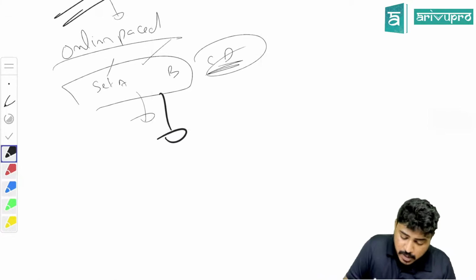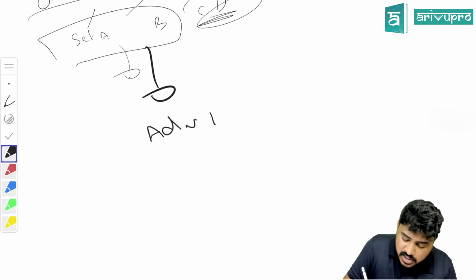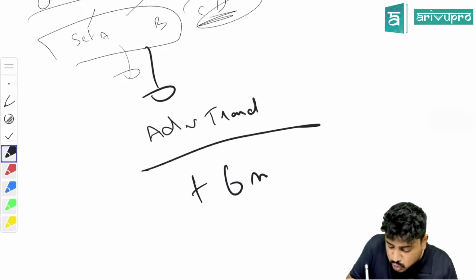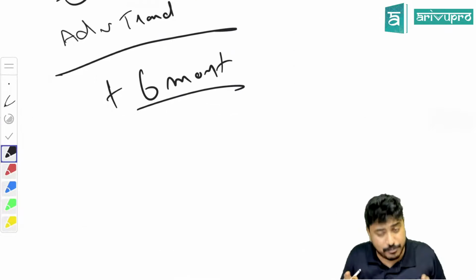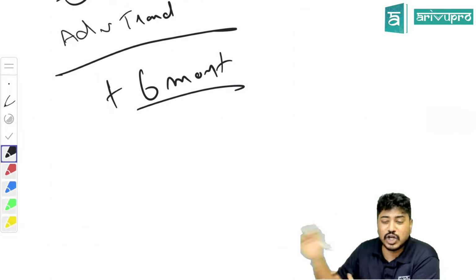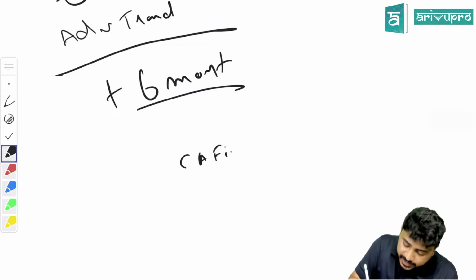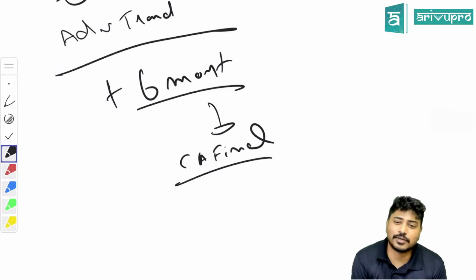Then after the online program you attend, you have to do the advanced training program. 2 years is done, plus 6 months you should have. After 2 years of completion, you should give a 6 months gap. Then only you can write your CA Final exam. This is the change which they have brought. Are we clear?